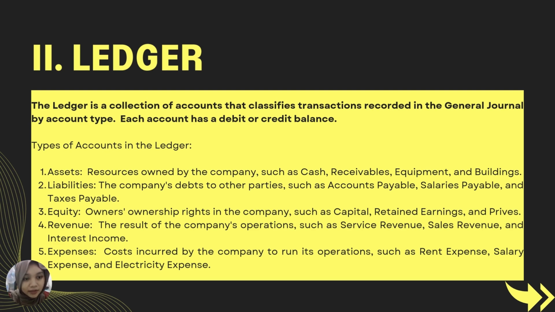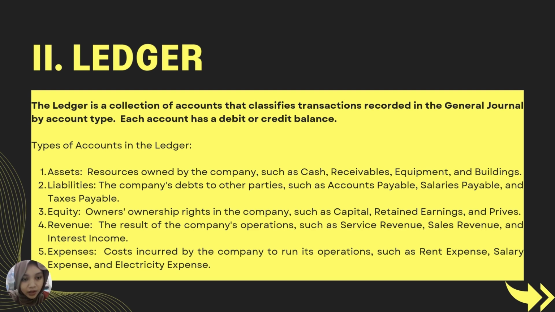1. Asset. Resources owned by the company such as cash, receivables, equipment, and buildings. 2. Liabilities. The company's debts to other parties such as accounts payable, salaries payable, and taxes payable.